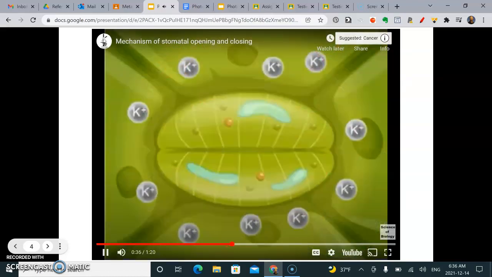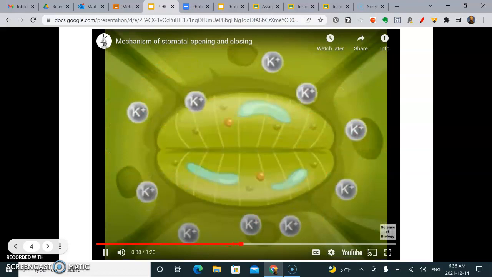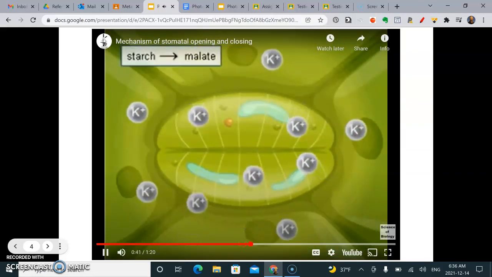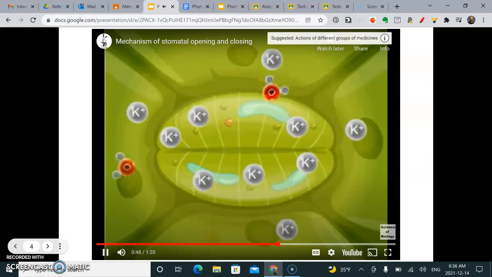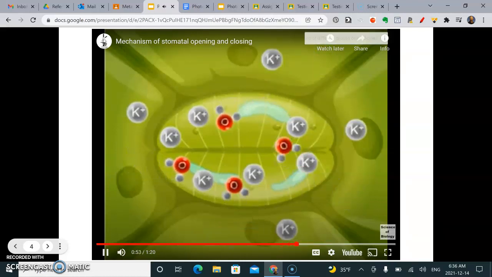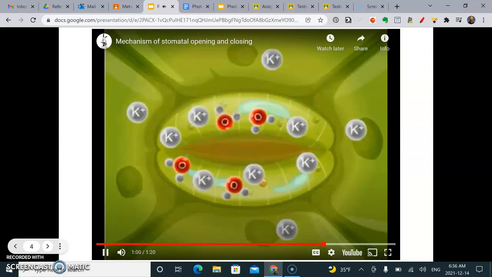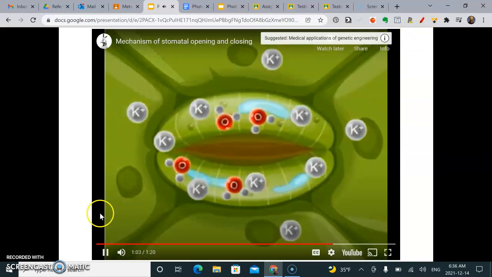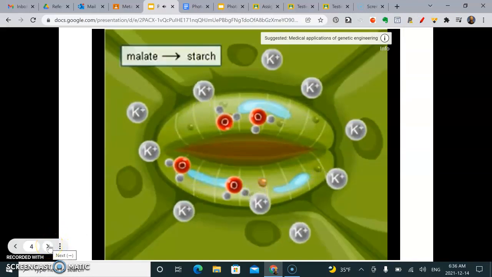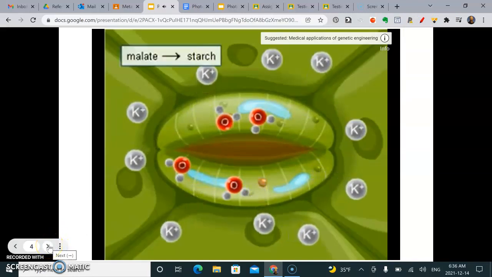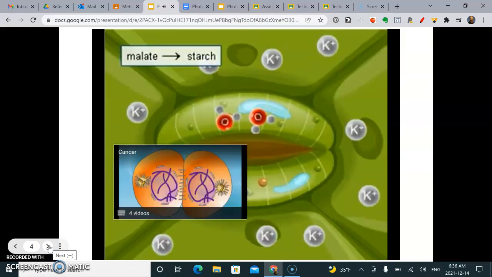The increase in the concentration of potassium ions in the guard cells causes the transformation of starch into malate in the cytoplasm and a decrease in the water potential in the cells. As a result, water enters the guard cells from the surrounding epidermal cells by osmosis. This brings about a change in the shape of the guard cells and the stoma opens. In the late afternoon, when the potassium ions leave the guard cells, the malate in the cytoplasm changes back into starch, and the water potential in the guard cells increases.